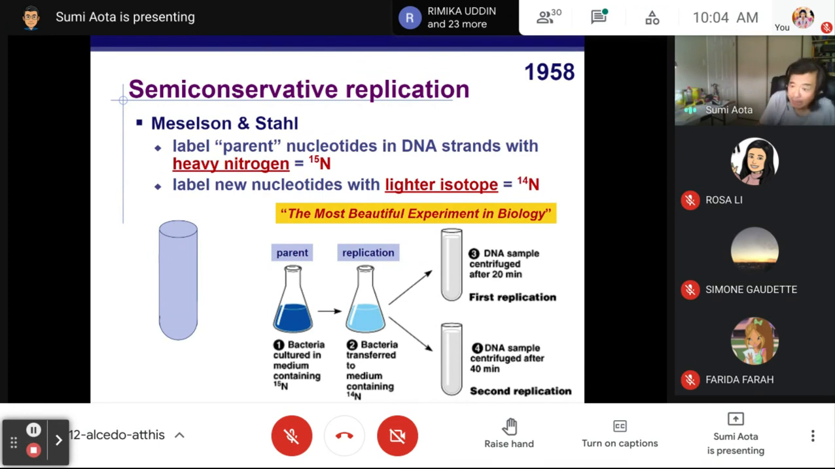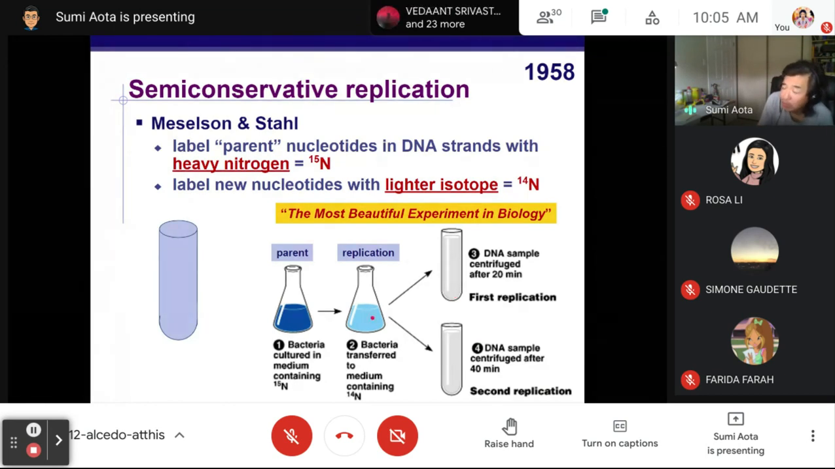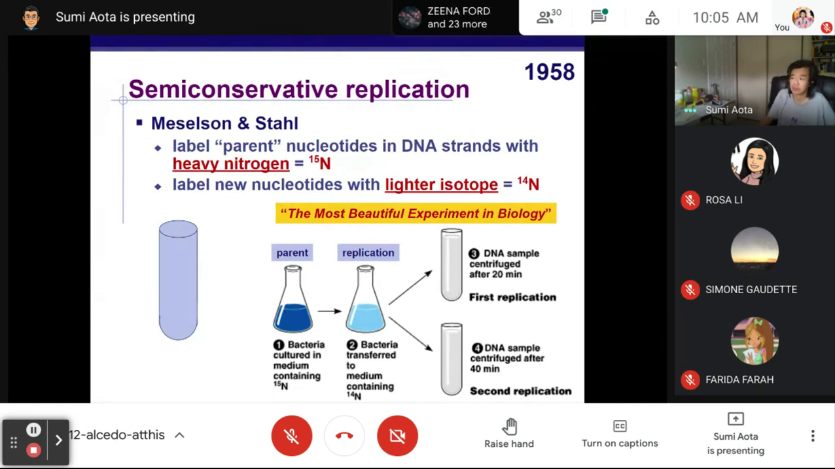After 20 minutes, you're going to take a sample out of the bacteria. You're going to break those bacteria open and centrifuge that sample. The DNA is going to end up in a pellet at the bottom. You're going to let this solution continue replicating for another 20 minutes. So after 40 minutes, you're going to take another sample, break it open, centrifuge it and collect its DNA. Okay, why 20 and 40 minutes?